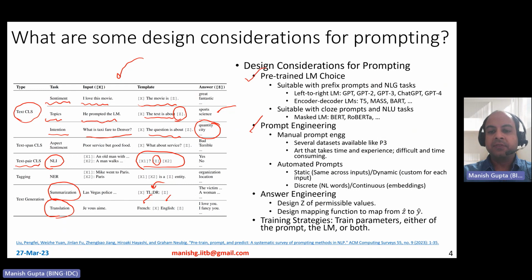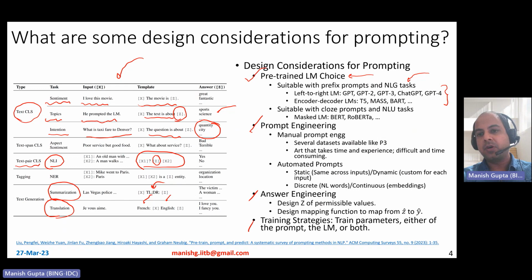Now, there are several design considerations for prompting, mainly these four. First, pre-trained LM choice: which language model do you want to use? That depends on whether you want to do an NLU task or an NLG task. Typically for NLG tasks, prefix-based prompts are more suitable, and therefore language models based on transformer decoder or transformer encoder-decoder are more suitable.